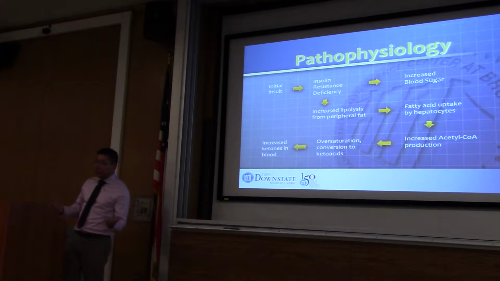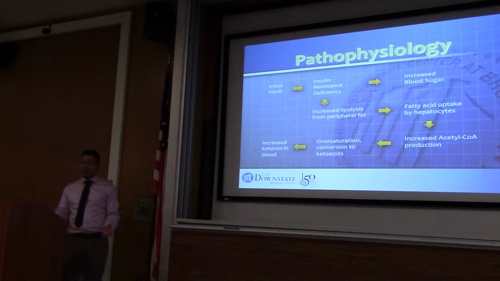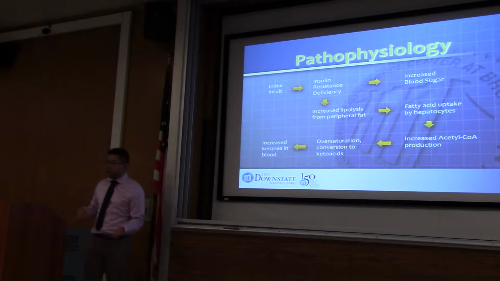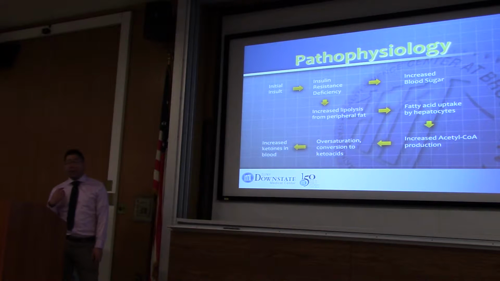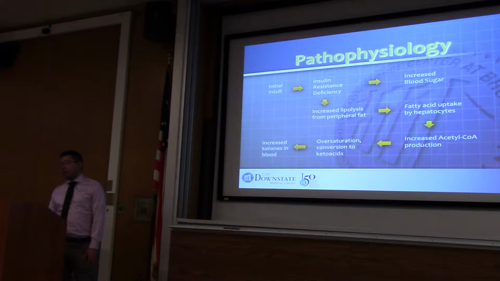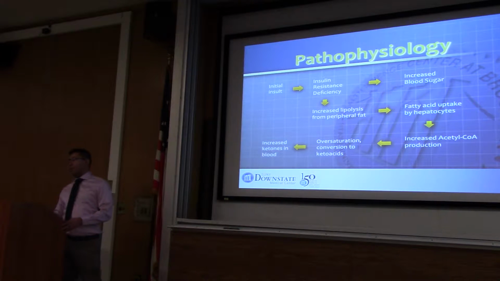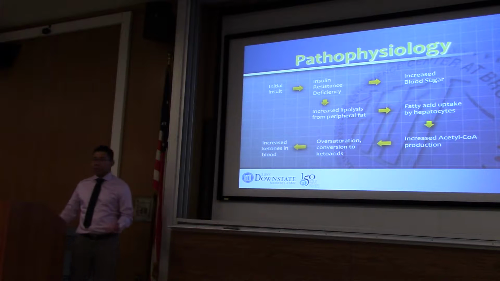While these fatty acids are in the hepatocytes, most of them are converted to acetyl-CoA. Usually, acetyl-CoA is going to enter the Krebs cycle to produce energy, but when you have an increased amount of acetyl-CoA in the body, especially in the hepatocytes, it eventually becomes ketoacids because the pathways become oversaturated. These ketoacids eventually form ketones and are released into the blood.